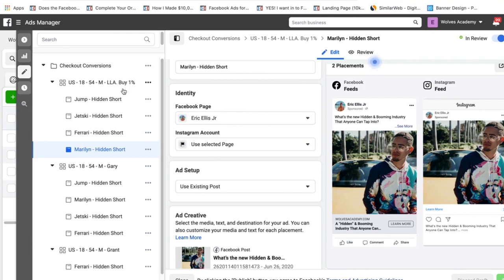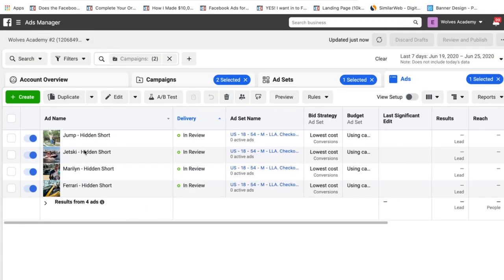So if Buyers List is doing better than Gary Vaynerchuk or Grant Cardone, then it's going to optimize my campaign to spend the majority of my budget in whatever ad is performing the best. We have 4 ads in each one. We have 4 different ad sets.